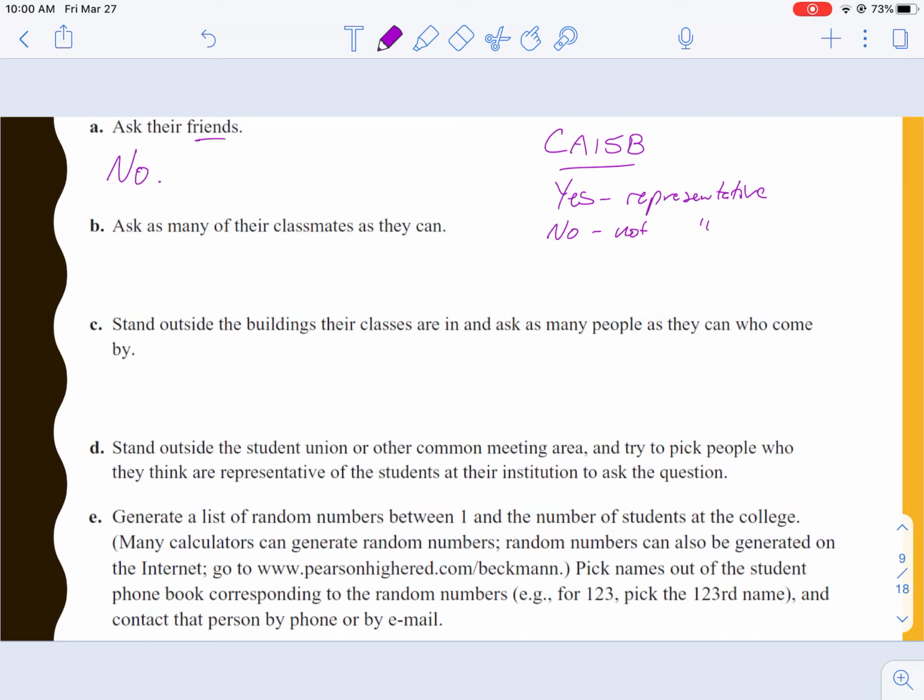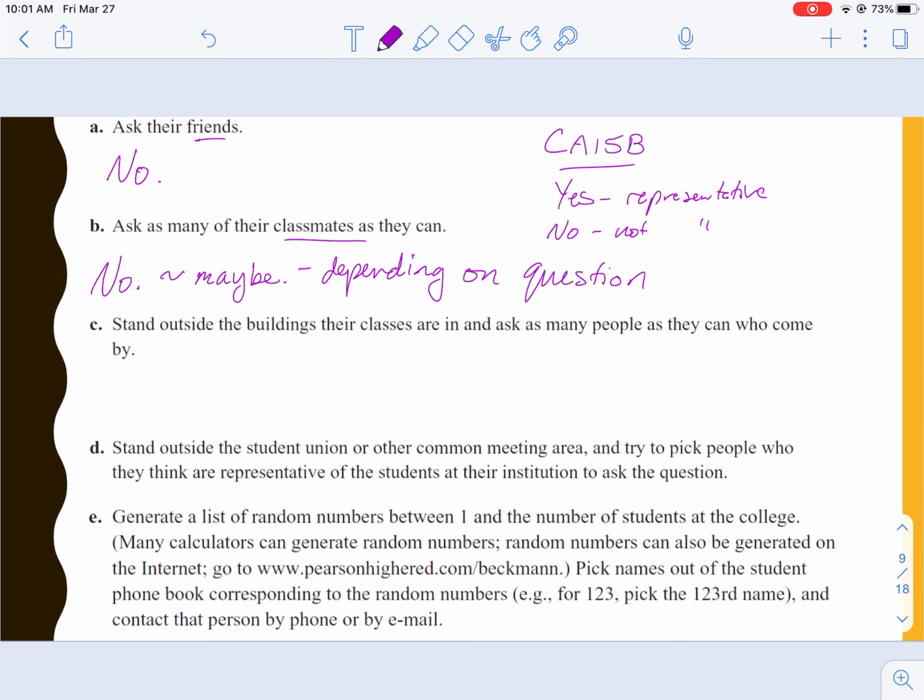Ask as many of your classmates as you can. Well, again, I would say probably not. Though, maybe, depending on the question, depending on the class. But, say, I would ask in one of my gen ed classes. Well, I'm going to guess your gen ed classes are heavy on undergraduates, so likely you're going to get a different perspective than if you sample from everyone.